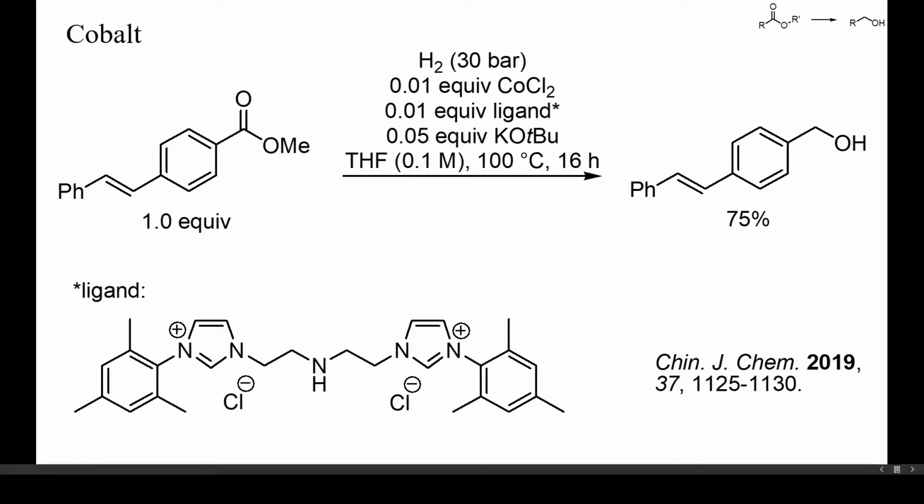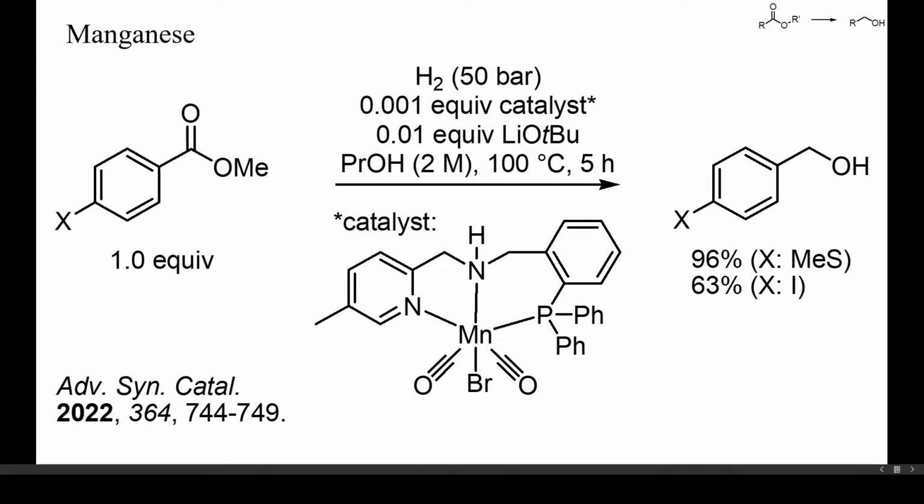With only 1% of a cobalt-carbene complex and 5% of potassium tert-butoxide, the starting ester of this example could also be hydrogenated, again with high selectivity and under mild conditions. Many homogeneous catalysts suitable for ester hydrogenation contain aminoalkyl phosphines as ligands. This is unfortunate because these phosphines are not readily available and difficult to prepare.